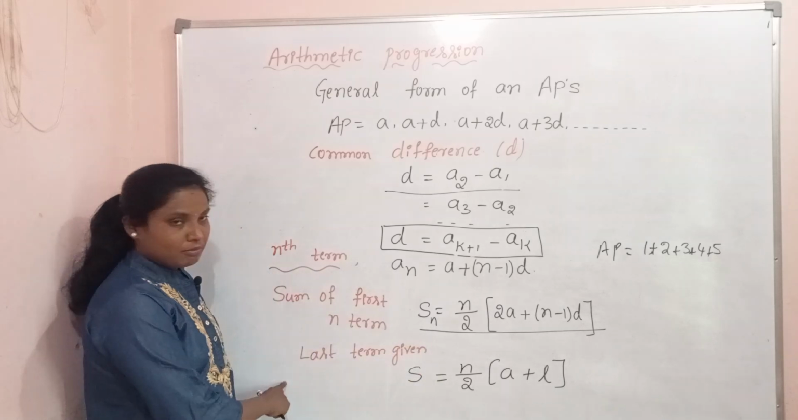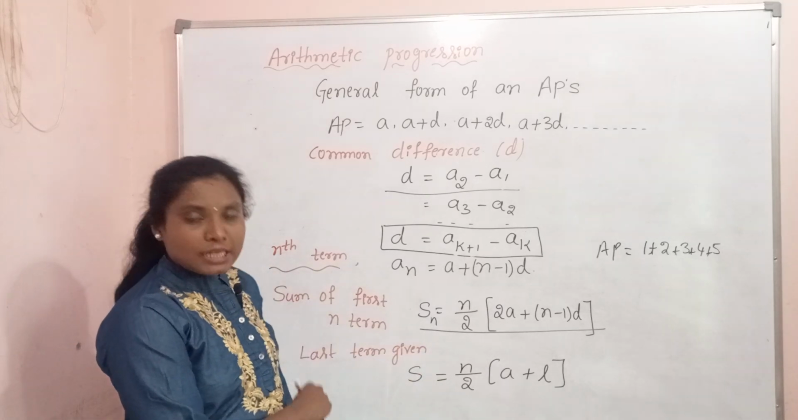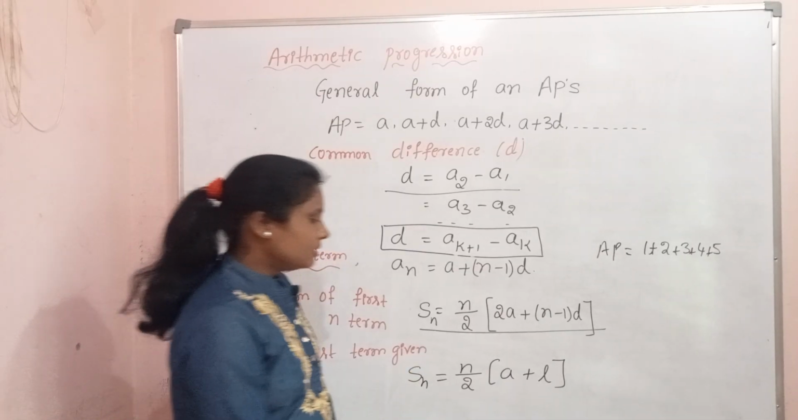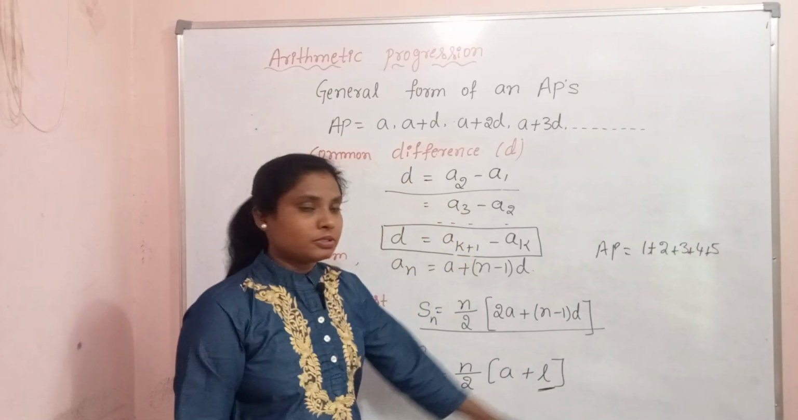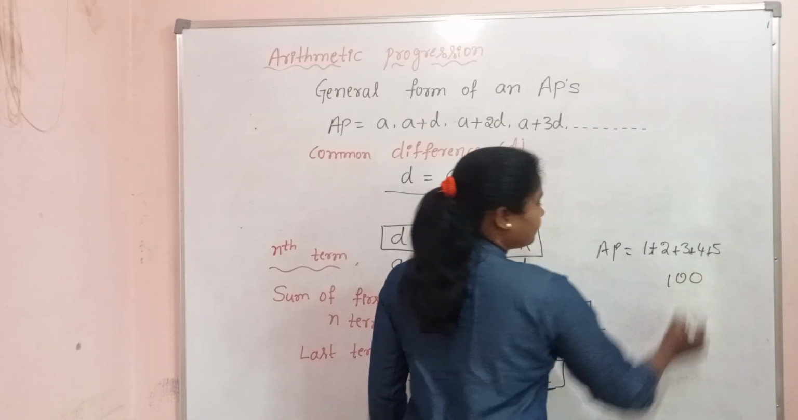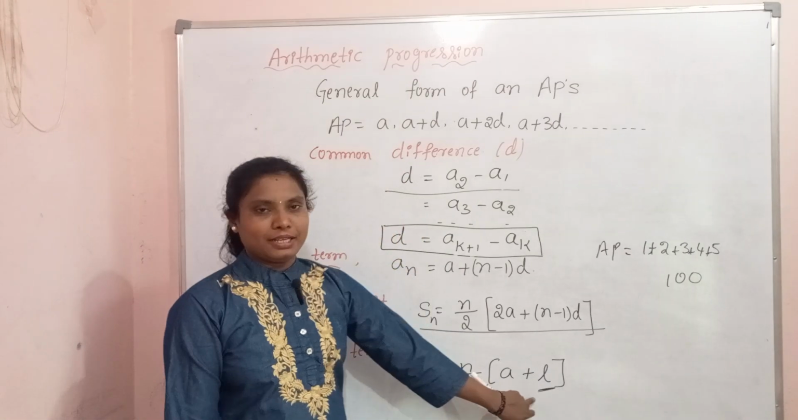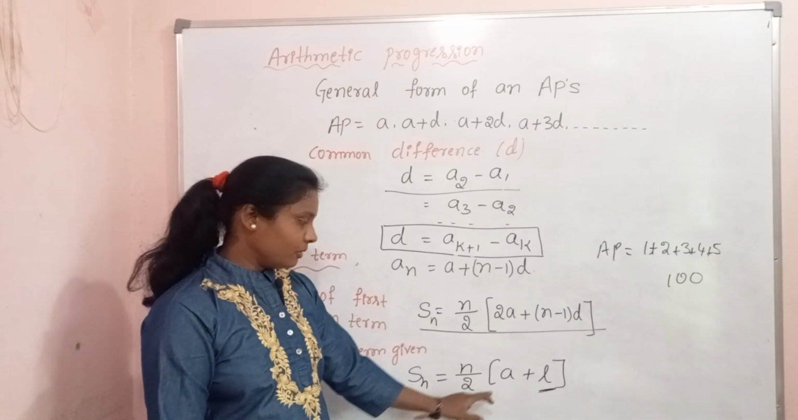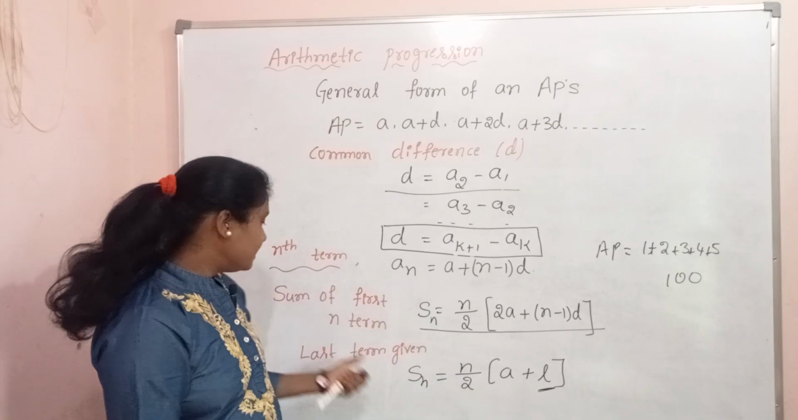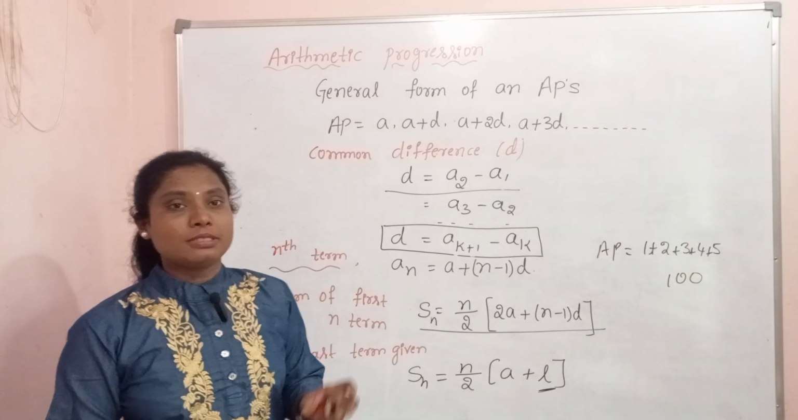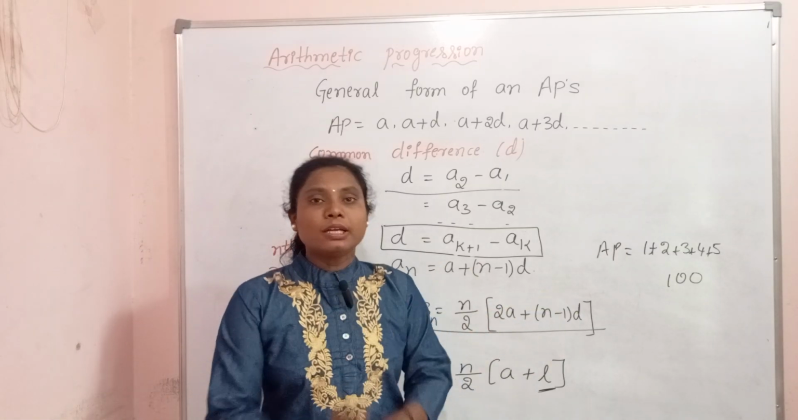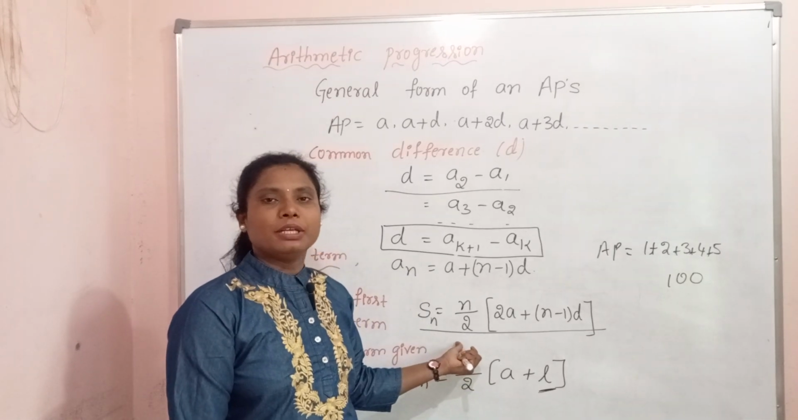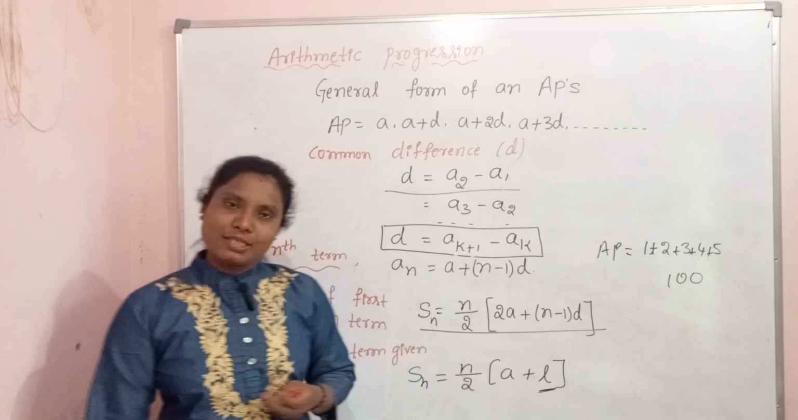So the last formula, how to remember it. Sn is equal to the sum of terms, where the ending term is given. Suppose this ending term is 100. That time we apply this formula. So Sn is equal to n by 2 into (a plus an). Sum of first n terms means we have to add all the AP's terms. That time we get it. This formula we need to apply and we get the sum.